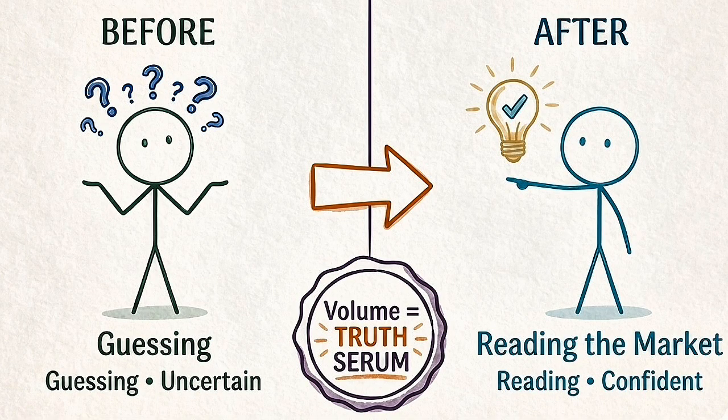When you ask these 5 questions, you're no longer guessing. You're reading the market. You're seeing the proof behind every move. Because volume is not just another indicator on your chart. Volume is the truth serum of the market. Price can be pushed around. Price can be manipulated. But volume shows you where real money, real commitment is stepping in.